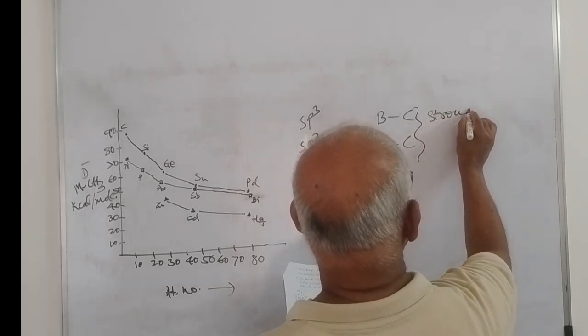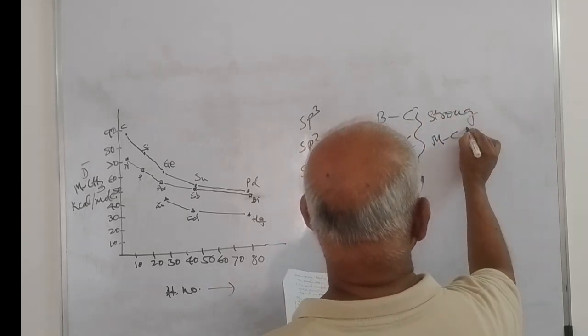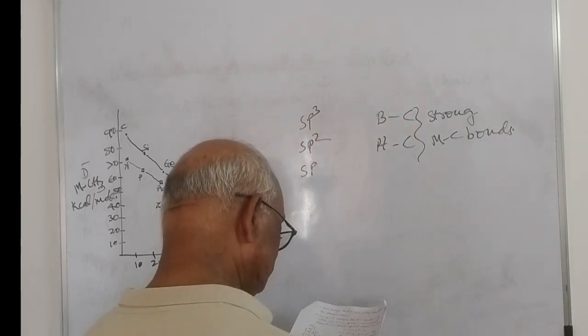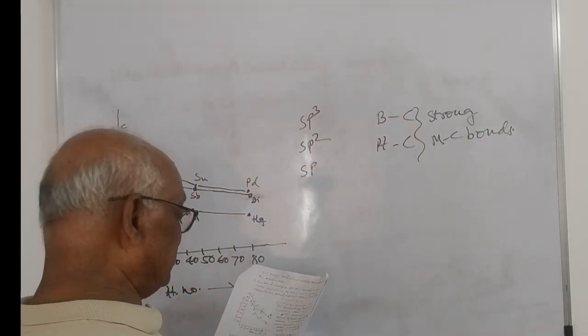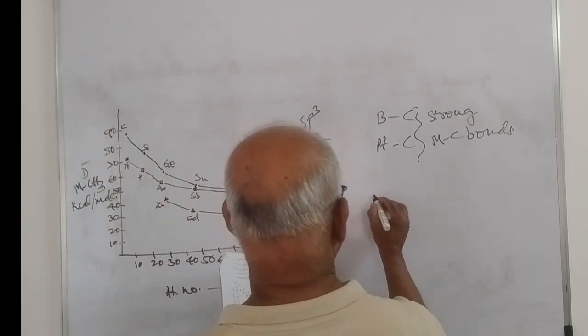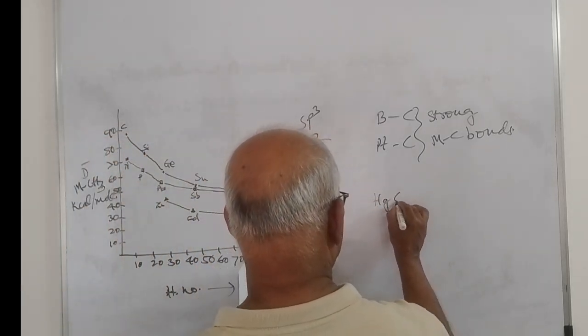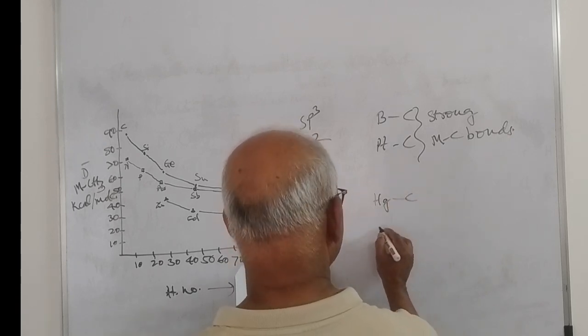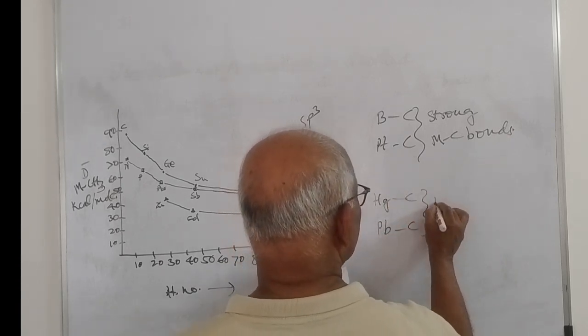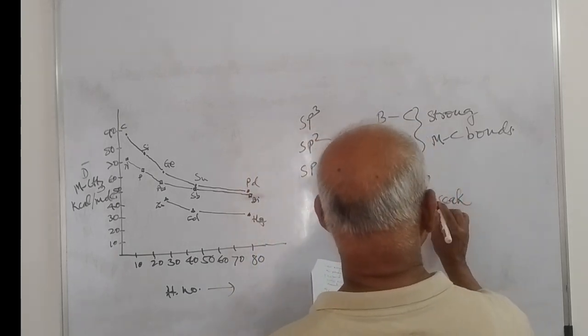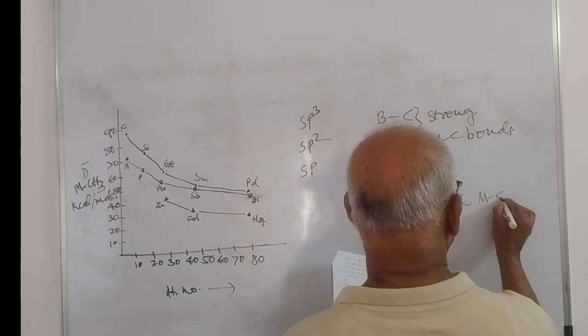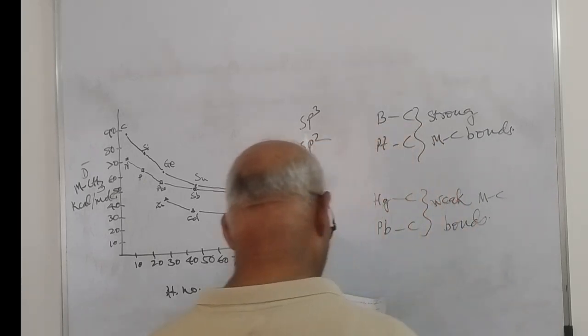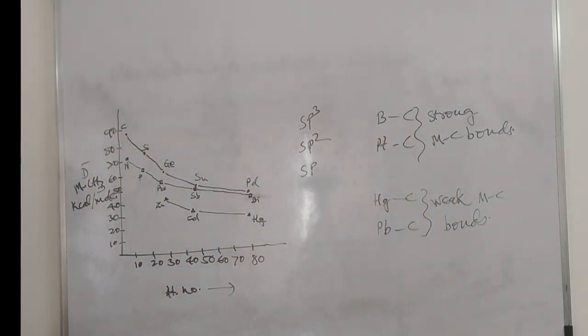These are strong metal-carbon bonds. Comparatively, the weaker bonds are found in compounds like Hg-carbon and Pb-carbon. So these are weak metal-carbon bonds. They are generally of a similar order and magnitude to the strengths of single bonds like carbon-halogen.